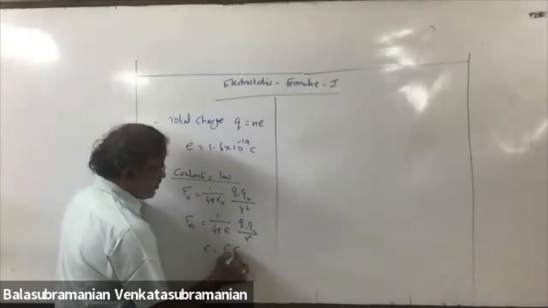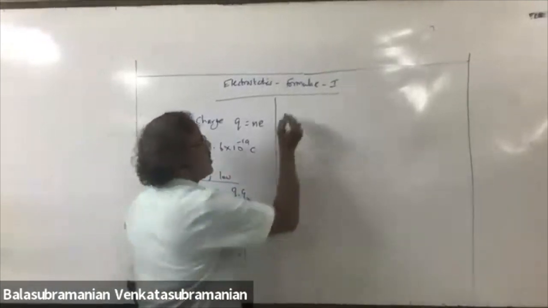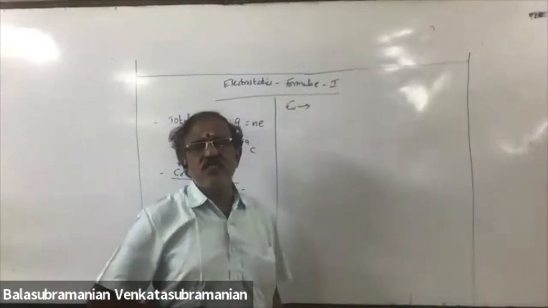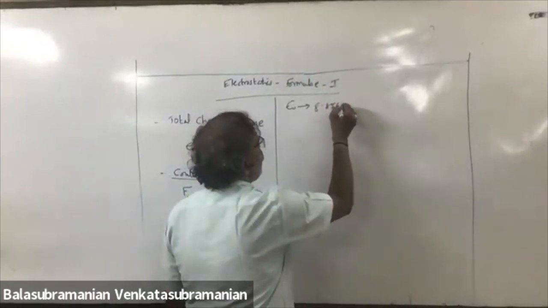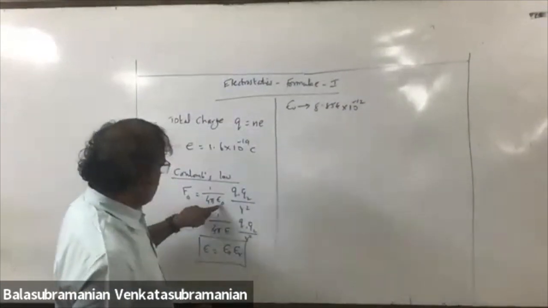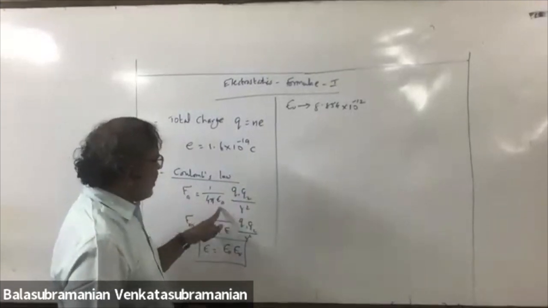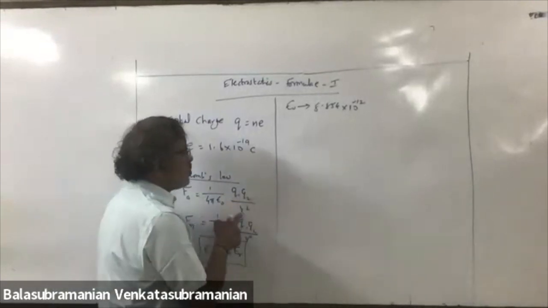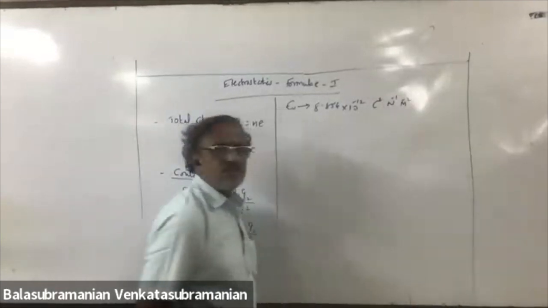Epsilon is equal to epsilon naught epsilon r. Epsilon naught is the permittivity of free space or air. It is a constant value, 8.854 into 10 power minus 12. Unit wise, epsilon naught is Q1 Q2 by F r square, so the unit should be Coulomb square by Newton meter square.